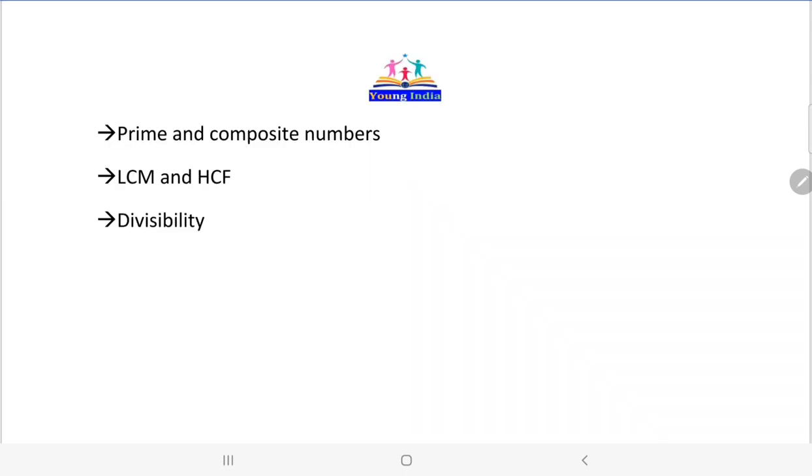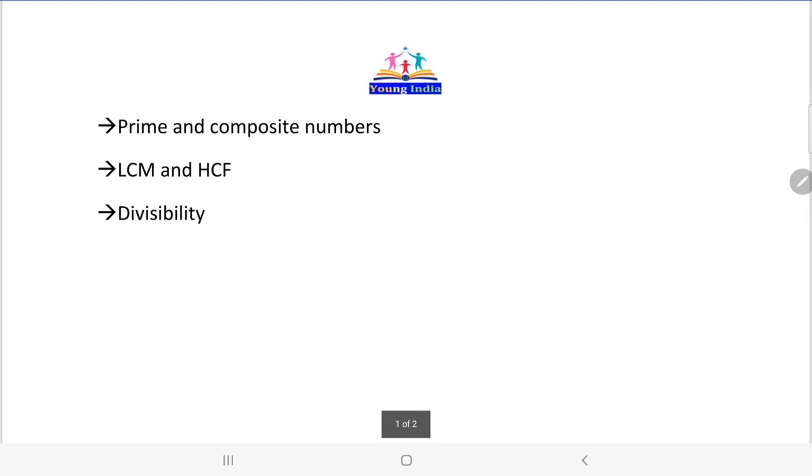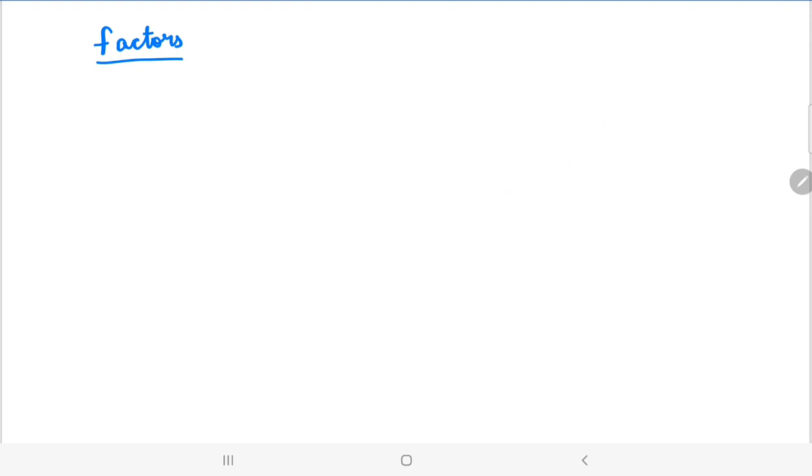So before knowing what are prime and composite numbers, we should know a term known as factors and multiples. So to explain what is meant by factors, let me take a very small example.